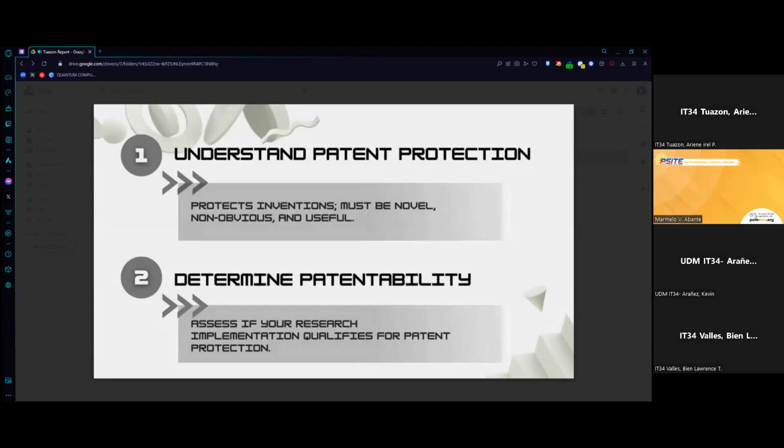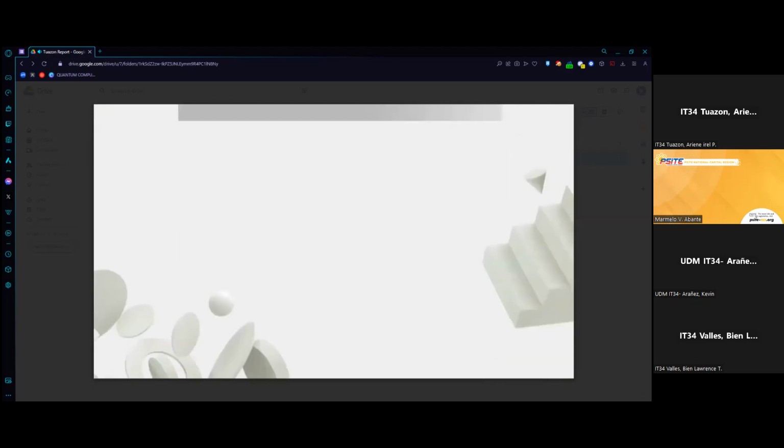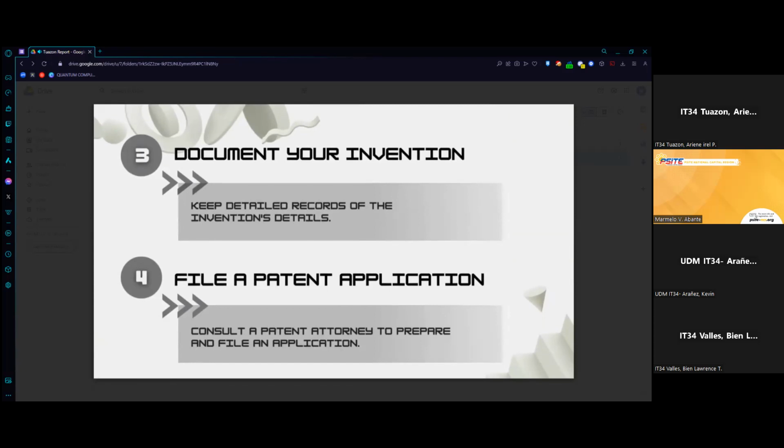Second is determine patentability. Assess whether your research implementation is eligible for patent protection. Some software-related inventions may be patentable. Third is document your invention. Keep detailed records of your invention, including the problem it solves, how it works, and any variations. Fourth is file a patent application. Consult with a patent attorney to prepare and file a patent application. This is a complex process and typically involves a detailed description of the invention and claims defining the scope of protection.